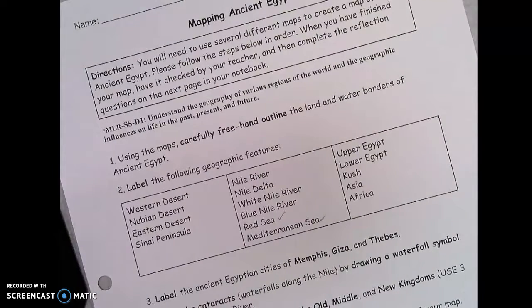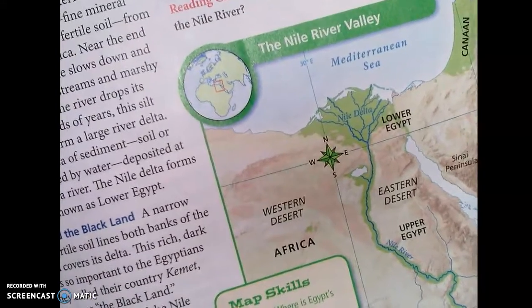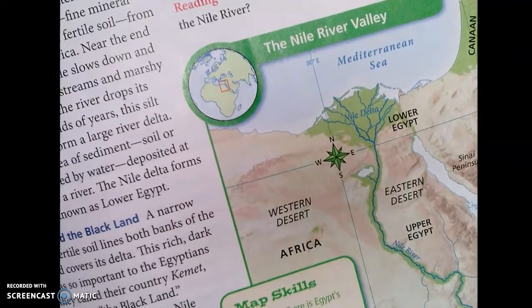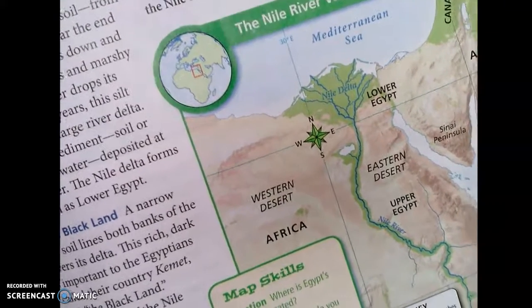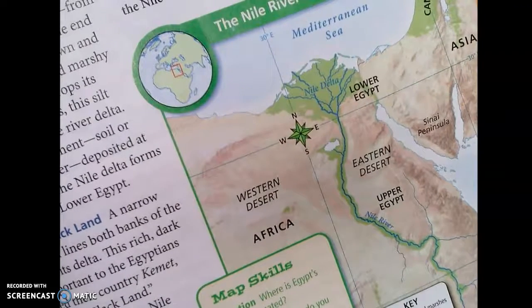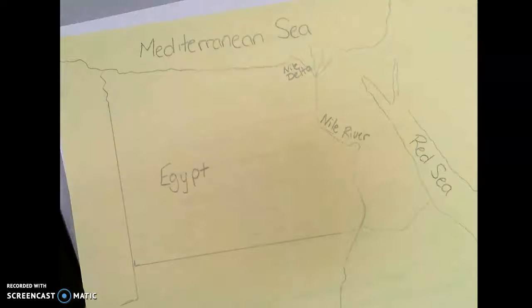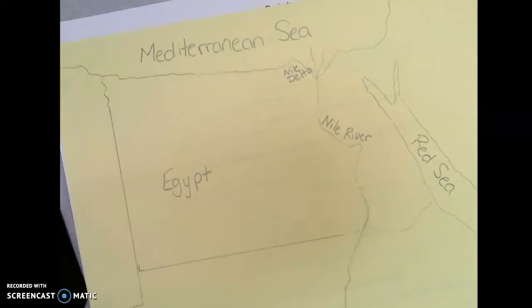So I want to remember that when I come to look at my copy of my map, these things might actually be closer to the Nile Delta. So we've got the Western Desert, Eastern Desert, Upper and Lower Egypt, Sinai Peninsula, Asia, and Africa are all things that I need to label on this map. So page 145 has a good map to continue your labels.